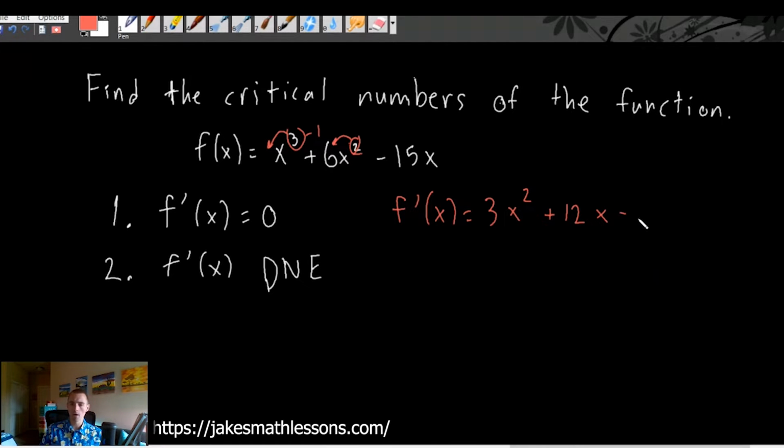And then minus the derivative of 15x. The derivative of a constant times x is always just going to be whatever that constant is. So it's going to be minus 15.